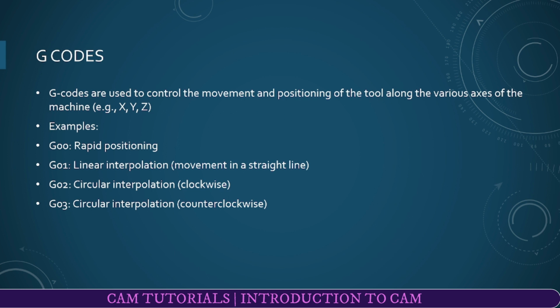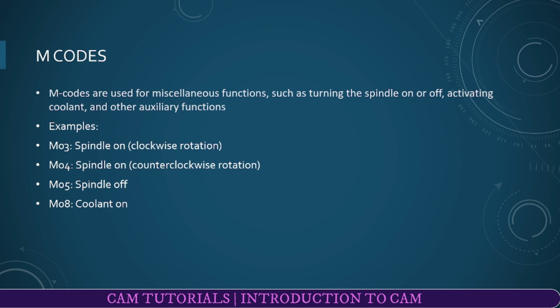Okay, so this is how you can use. We'll study that in more detail. Then there come M codes. M codes are basically used for miscellaneous functions. For example, if you want to turn the spindle on or off, or you want to activate your coolant and other functions.